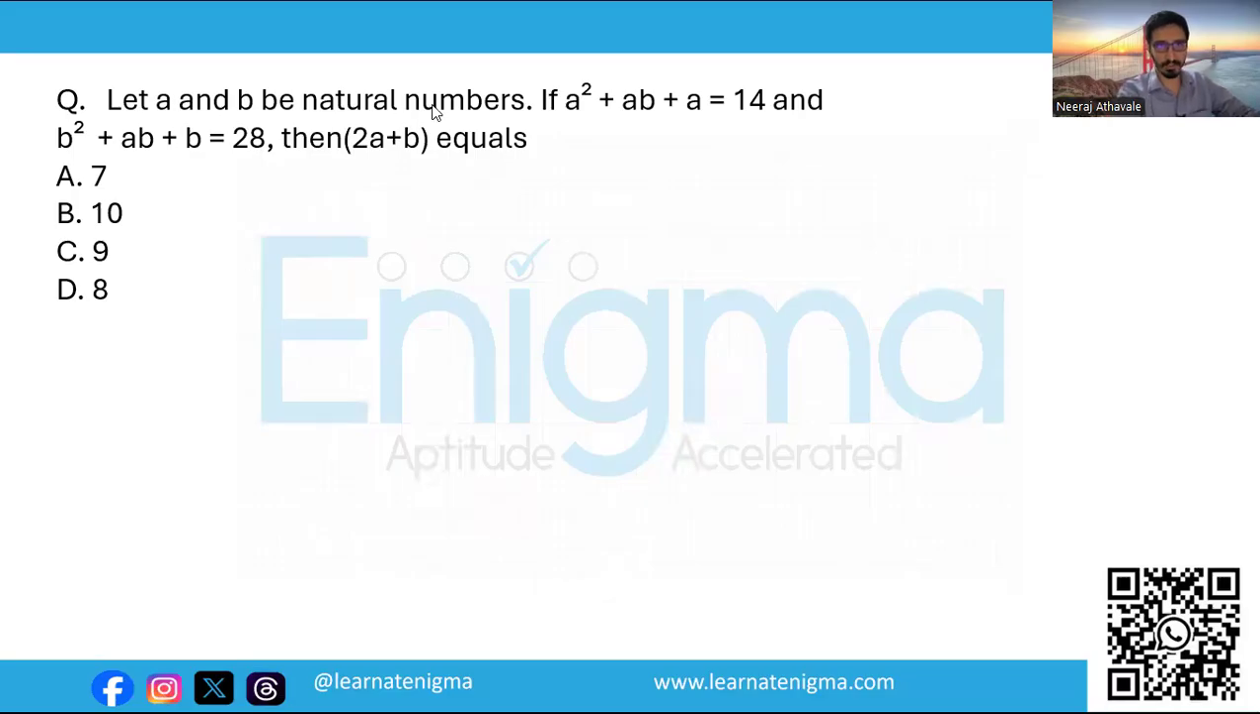Let a and b be natural numbers. If a square plus ab plus a is equal to 14 and b square plus ab plus b is equal to 28, then 2a plus b equals.